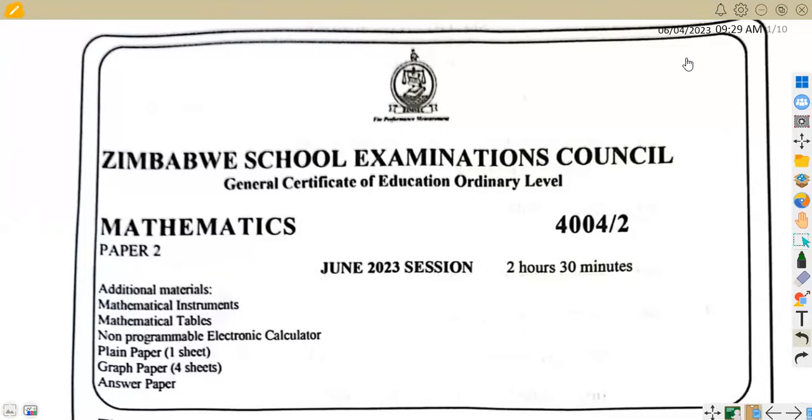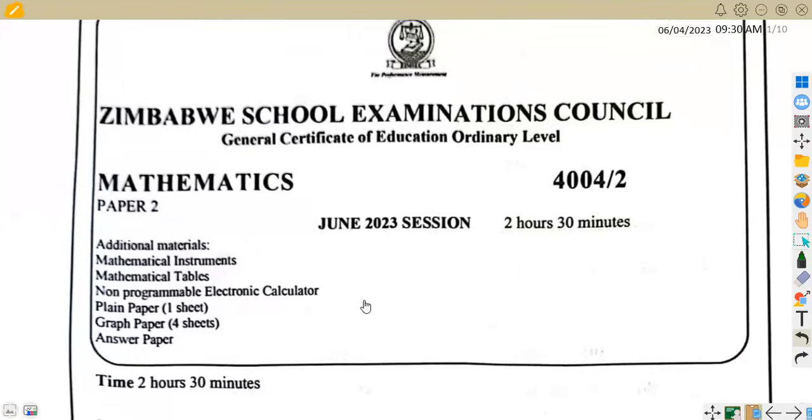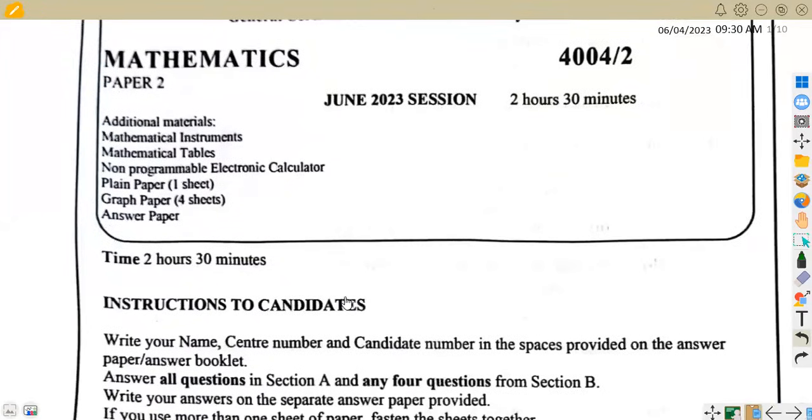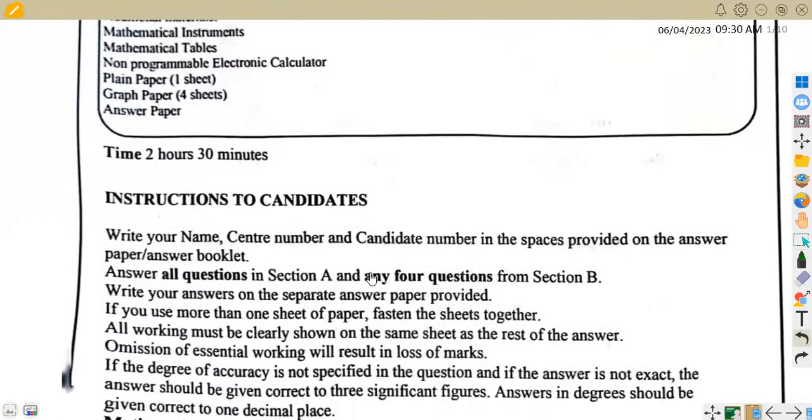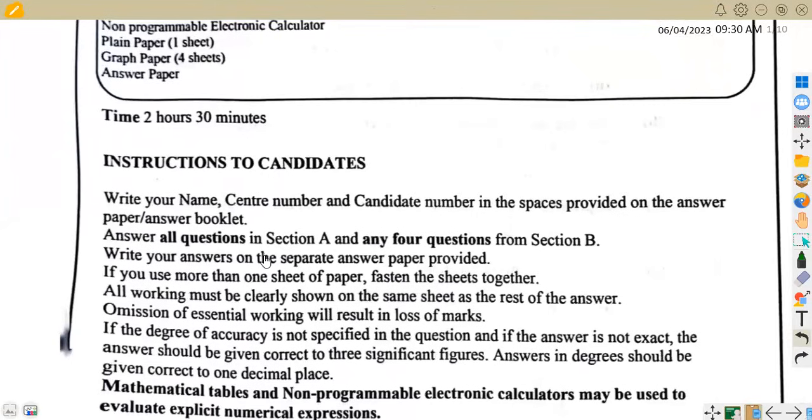Still on O-level mathematics, working on revisions, working on the June 2023 exam that we had for paper 2. So that was our paper 2 here. Take note, 2 hours 30 minutes. That is what we have, and also take note, you are supposed to answer all the questions that are in section A and any 4 that you're going to have from section B.